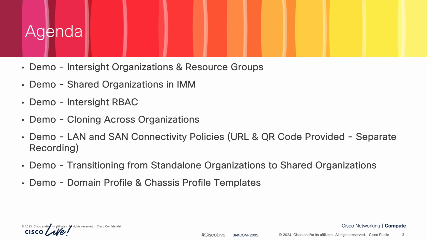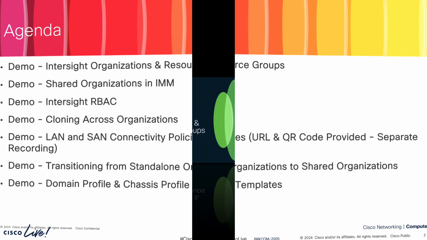And then I'm going to provide you URL and QR codes to a separate video recording that's all about LAN and SAN connectivity policies. 4 different use cases, a really long video, but it's got all the detail, all the good stuff there. And then we're going to show transitioning from a standalone org model to a shared org model. And then finally, we're going to talk about domain profiles and chassis profile templates.